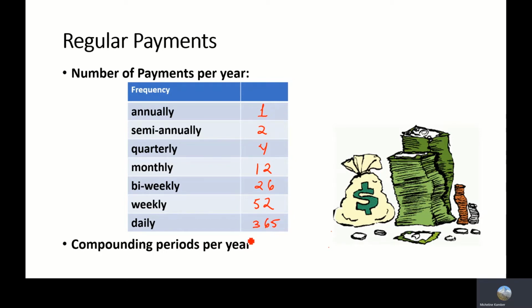Compounding periods per year have the same idea of frequency. If you're used to the TVM solver, this represents payments per year, which the TVM solver writes as payments per year that way, versus compounding periods per year, which the TVM solver refers to as compounding periods per year this way.